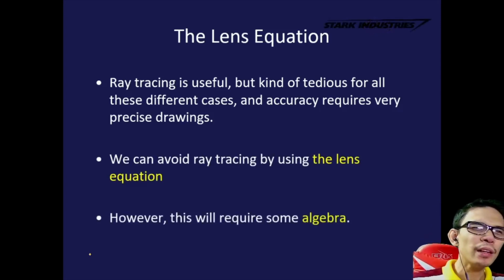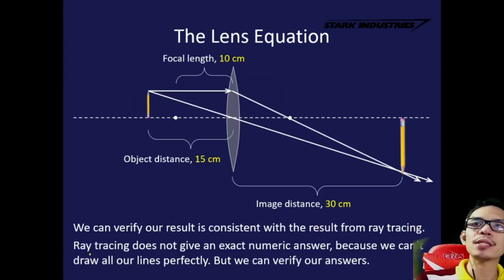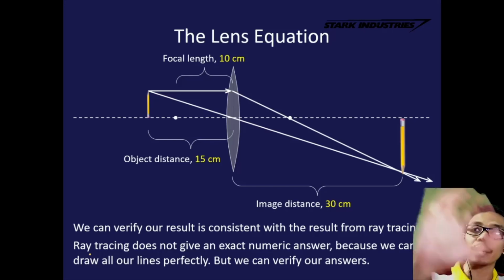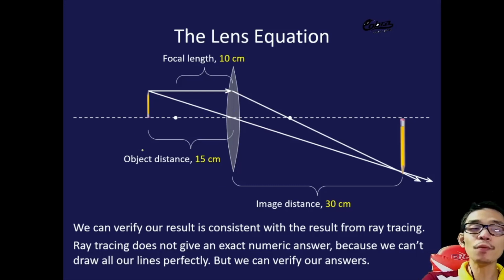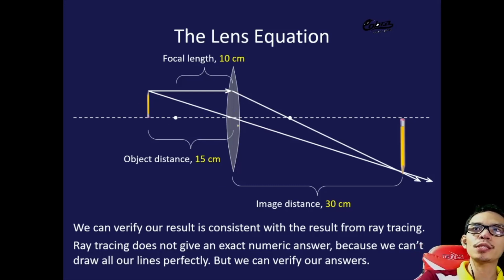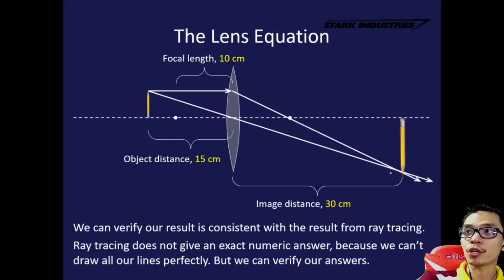However, it will require some algebra. Now, what is this lens equation? We can verify the result that we have right here using a ray diagram. In our previous video, we used this ray diagram to predict the characteristics of the image that we have right here. There you go, it is inverted.